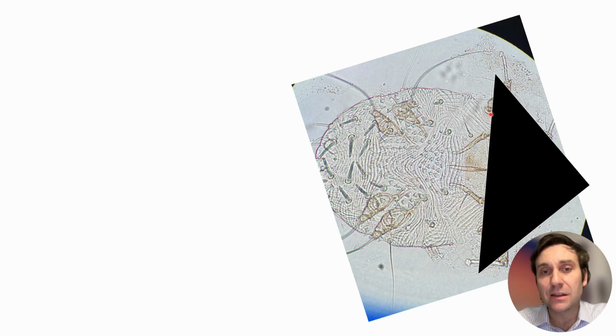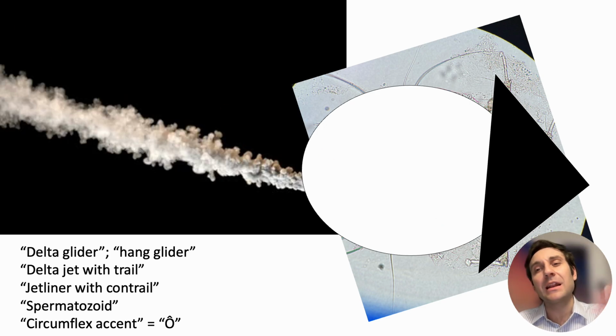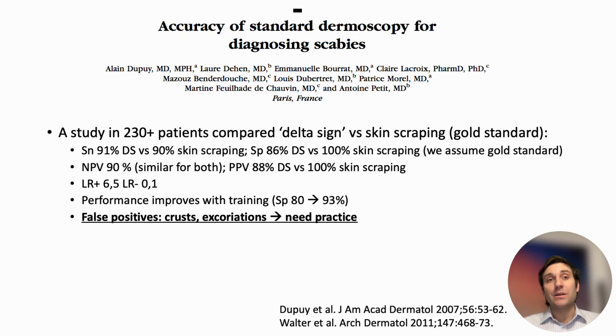These represent the delta sign. This is the invisible part, and this is the contrail or the burrow, right? And there are many names for these: delta glider, hand glider, delta jet with contrail, etc. But what is the accuracy of dermoscopy for diagnosing scabies? This is a study from France. It's a bit old, more than 10 years old, but it's a great study.